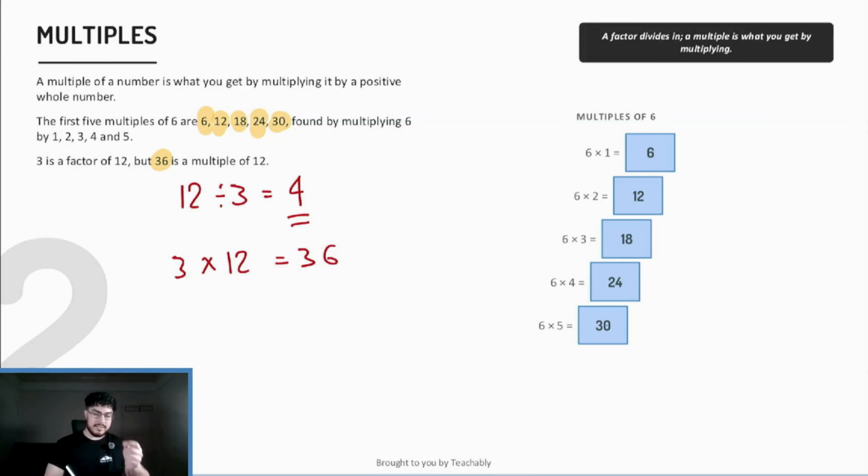And what this example is trying to show you is that there is a subtle relationship between factors and multiples, and we're going to dive into that in the next slide, but I just want you to keep that piece of information in mind, okay? So really just to sort of solidify this, a factor divides into a number, and a multiple is what you get by multiplying that number. So keep these things in mind.